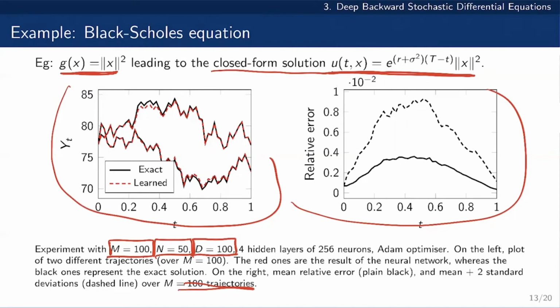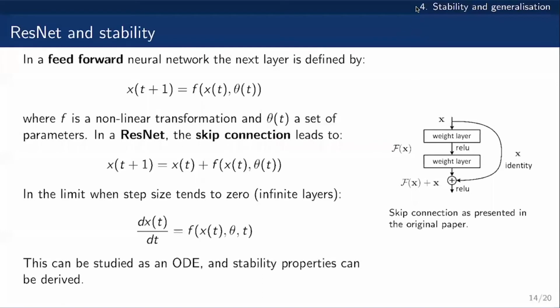Okay, so for the next two slides, we'll see how we can see a neural network as a dynamical system. Remember, for now, we have only considered a feed-forward neural network, and we can see the feed-forward neural network as being defined by this relation, where you can see the next layer with respect to the previous one and a set of parameters theta, and f is a nonlinear transformation, okay?